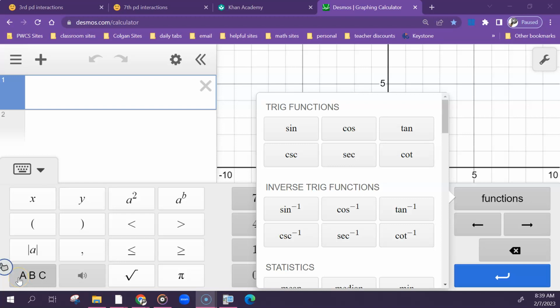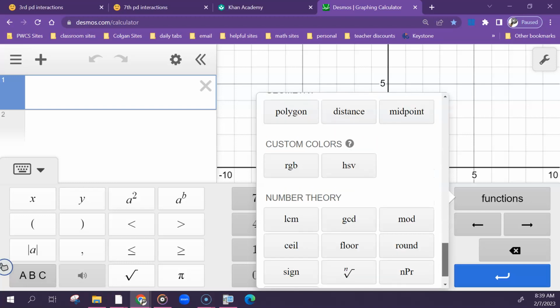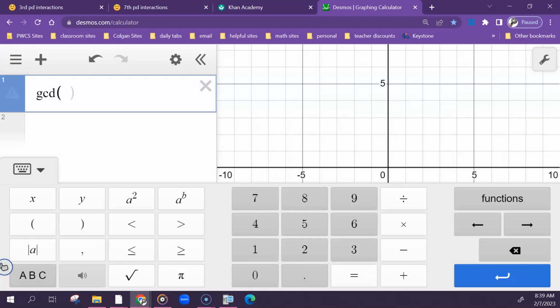Alright, so in the calculator, in the keyboard, there's a function button. You're going to scroll all the way down to the bottom of that, and there's something that says GCD. That's greatest common divisor. So when we're looking for the greatest common factor, we're dividing by something they have in common. It's the same thing. So if you use that, you can see what your GCF or GCD is.